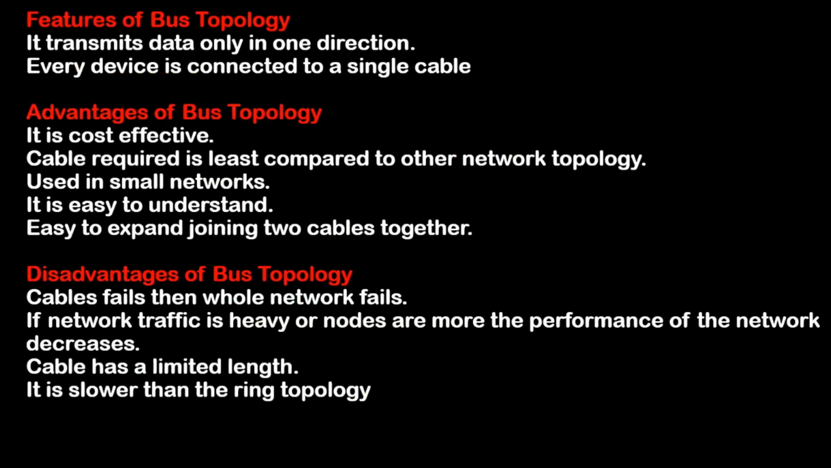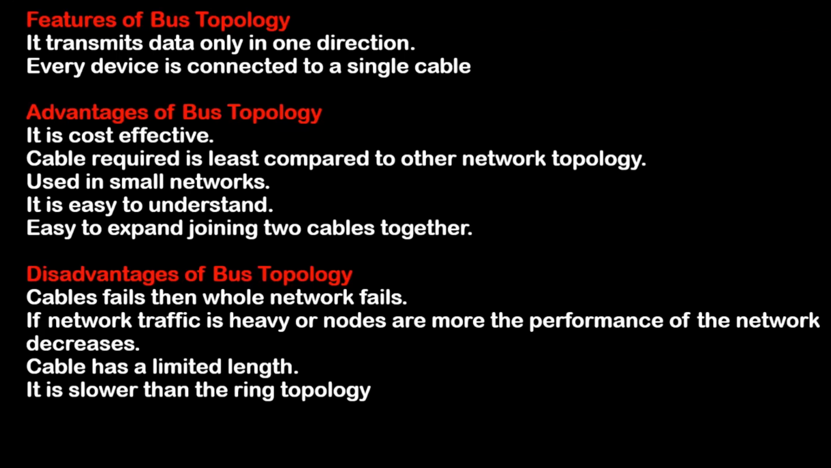First thing. And if you see here the features of bus topology, it transmits data only in one direction, which means it will work in half duplex mode. Every device is connected to a single cable. And the advantage is that it is cost effective. Means in this type of topology, you don't need to connect any device like a switch, so the cost will be less. And the cable required is least compared to other network topologies.